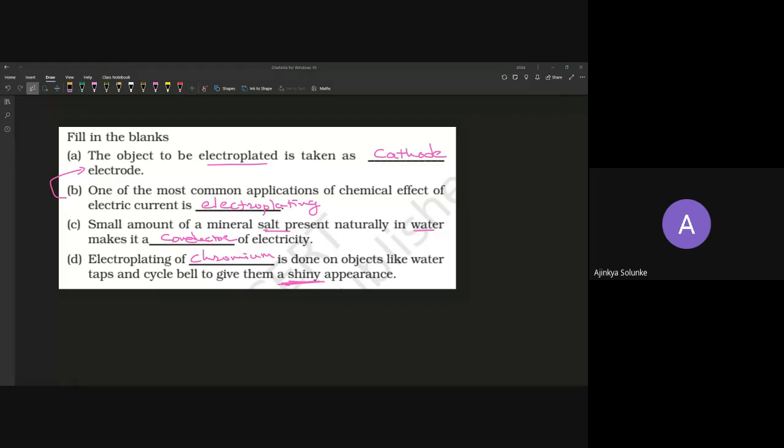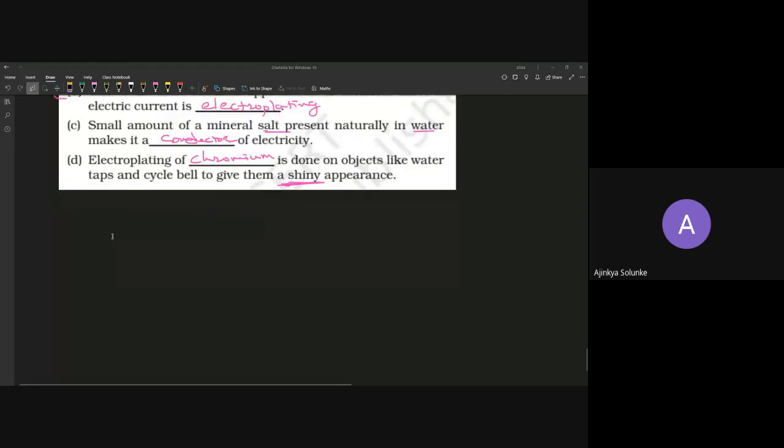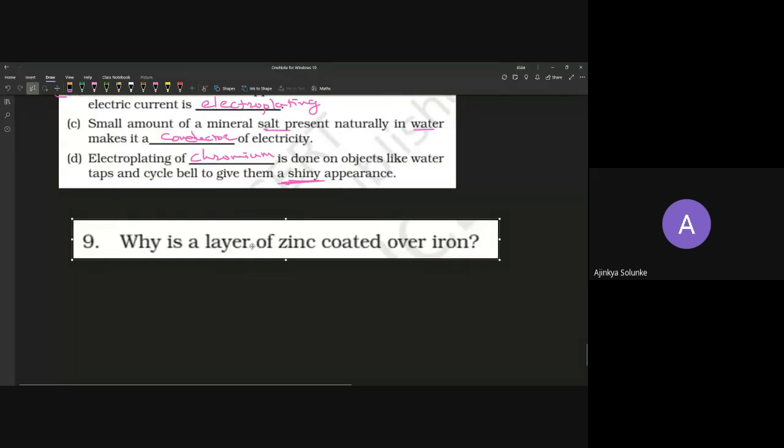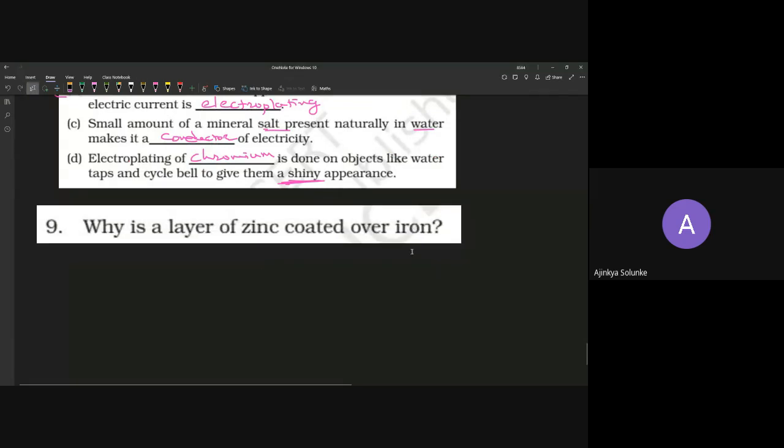Okay, correct. Can somebody give me the reason for this? Why is a layer of zinc coated over iron? Yes, Sai. Any issue? So may I answer? Yes, definitely. Everybody is open to give this answer. Sir, the iron is covered with the layer of zinc as it gets rusted. Rust and zinc avoids it from moisture.